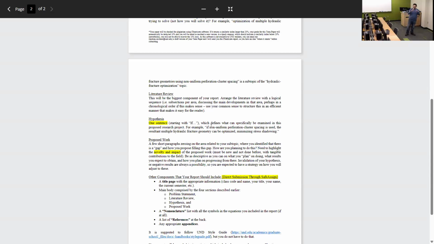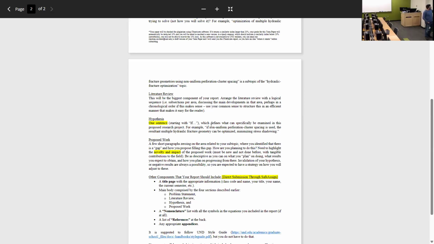Novelty and impact. Novelty is something that hasn't been done yet. And impact is the implication, right? Is it worth my investment? Is it worth my time, my resources, if you will? I need to highlight the novelty and impact of the proposed work. Many times you send a paper for review and it comes back and they say lack of novelty. Okay? Somebody else has done it. It must be new and not done before, with tangible contributions to the field.